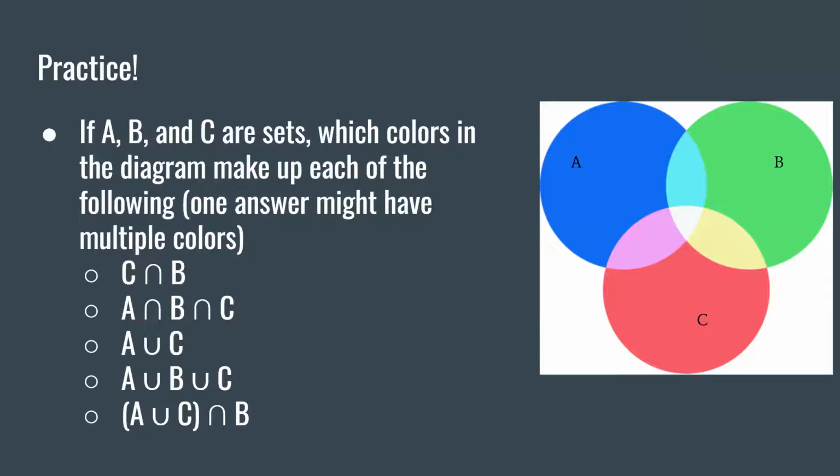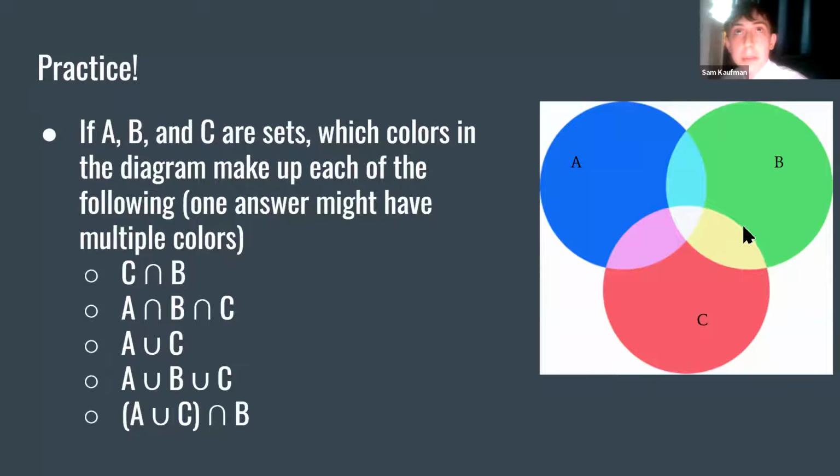It's yellow. Is it just the yellow? It's yellow and white. It's also the pale pink. So the intersection of C and B is just going to be this yellow and this white, because that's the overlap between sets C and B.